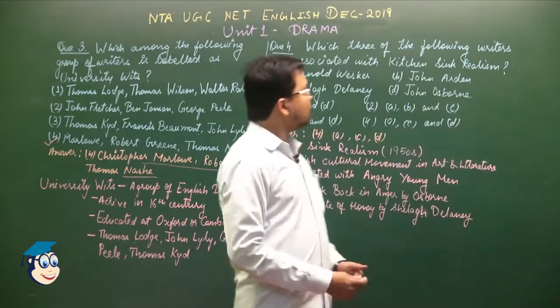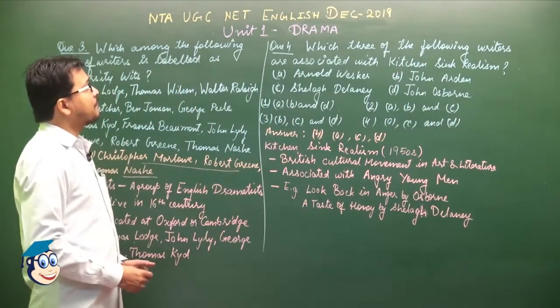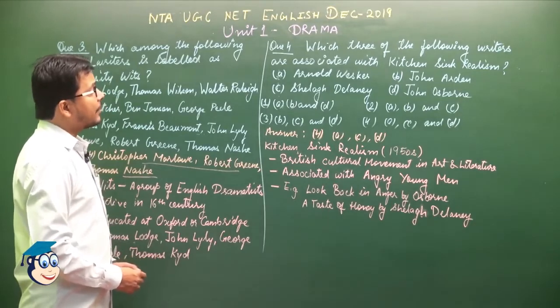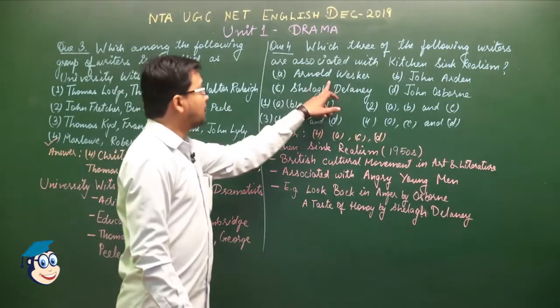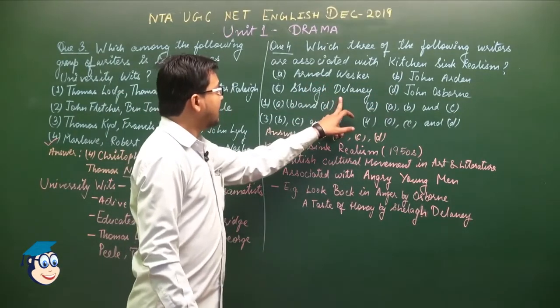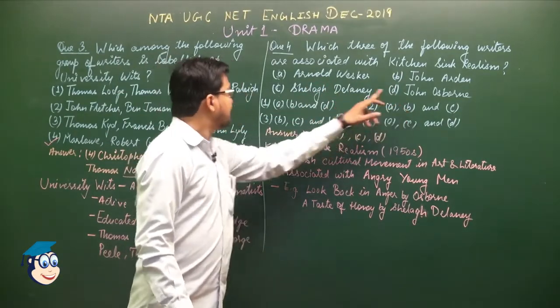Let's talk about the next question here. Question number 4. Which three of the following writers are associated with kitchen sink realism? Options: Arnold Wesker, John Arden, Shelag Delaney, John Osborne.